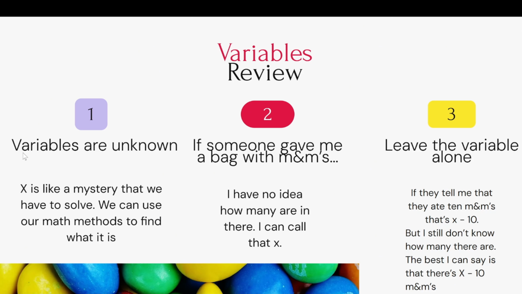So the first thing is that variables are unknown, and what that means is that we really just have no idea what they are. So X is like a mystery that we have to solve. We're like a detective and we're looking for clues. And the way that we solve it is that we use our math methods to find what it is. So that's the first thing, variables are unknown. So let's look at an example.